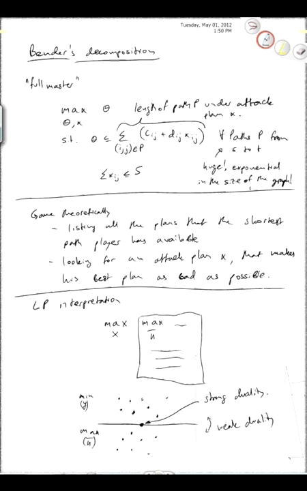So potentially, this full master that we've written down here has way too many constraints for us to write down. So that's why we can't solve it. So what we're going to do next is come up with a way of solving the full master, even though we're not going to write down all of its possible constraints. So let's see how that works.